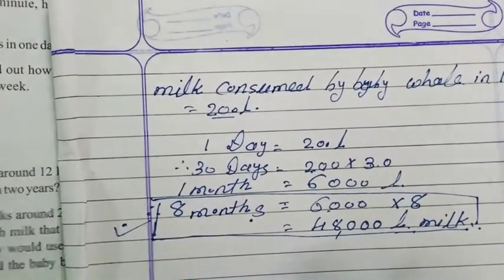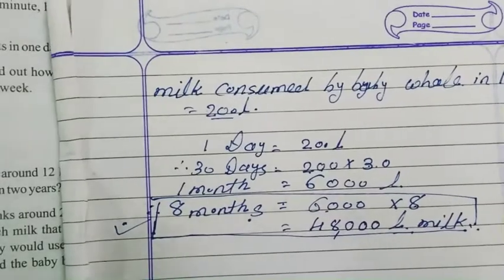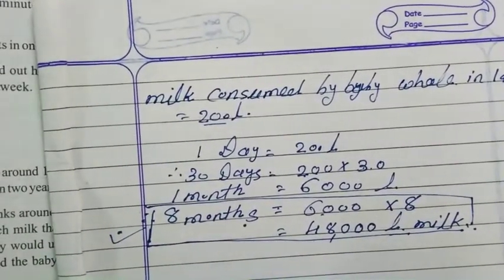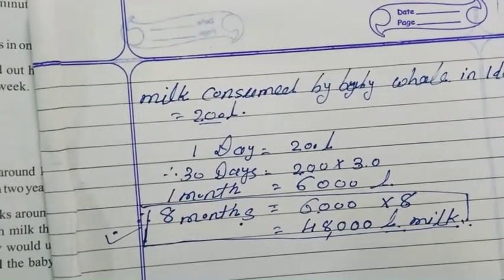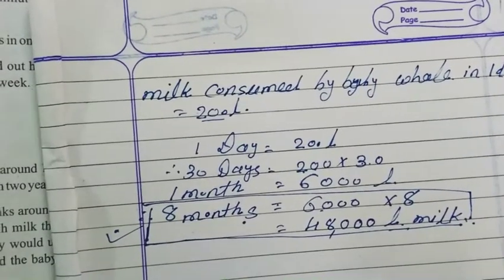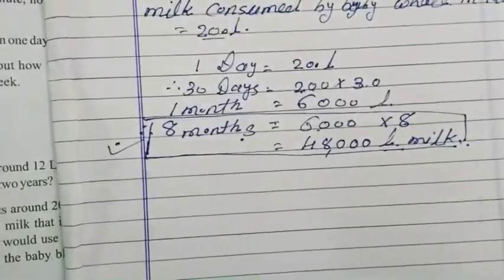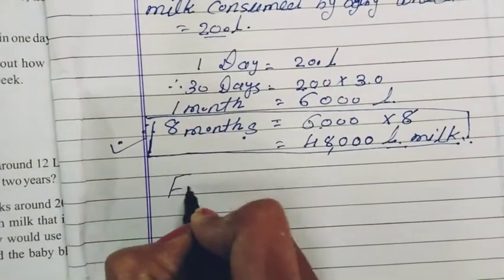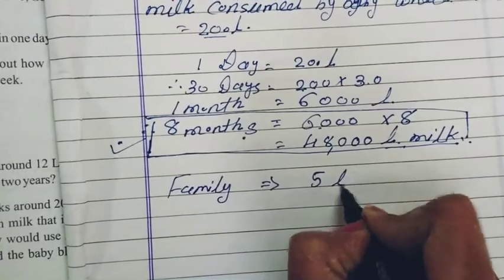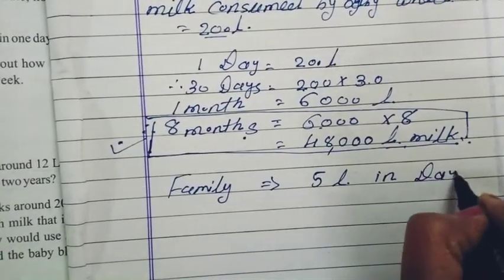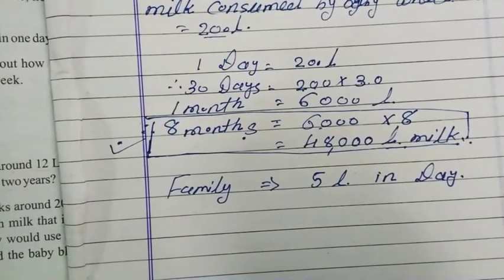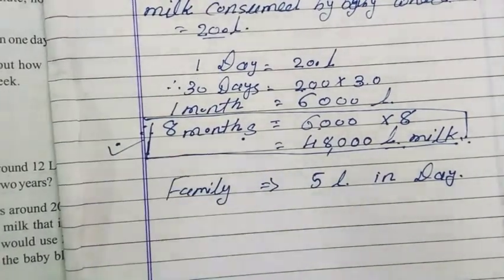Now, we have to find out that your family would use 200 liters of milk in how many days? Kitne din mein use karta hai? Maybe your family consume 5 liters milk in one day. In one day, 5 liters of milk. Your family consume 5 liters in one day. So we have to find out that 200 liters kitne din mein finish karenga.